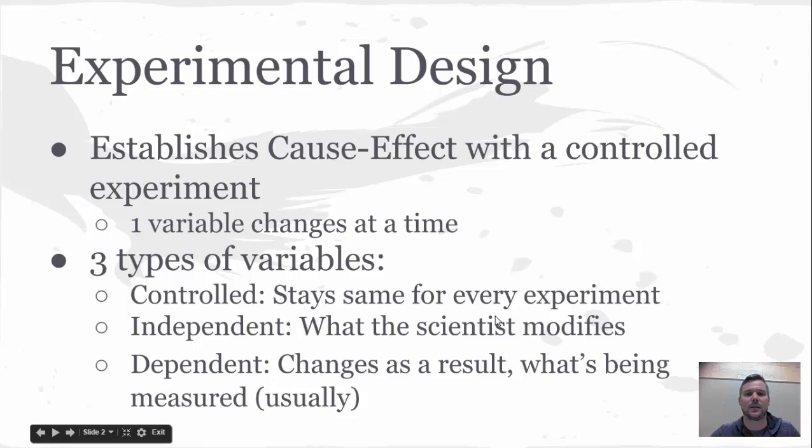Typically, the dependent variable is what's being measured because it's being measured as a result, or being observed as a result, of changing the independent. So the dependent is going to rely on the independent. It depends on the independent.